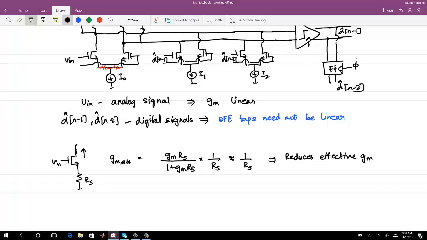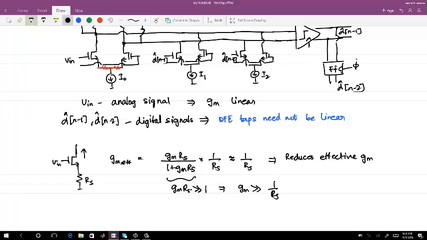The assumption I have taken here is that GM RS is much greater than 1. Only then can I get that value, 1 by RS, which makes it linear. But if GM RS is much greater than 1, that means GM is much greater than 1 by RS, and you can see the effective GM has been reduced. So you see the trade-off, but you get the linearity.